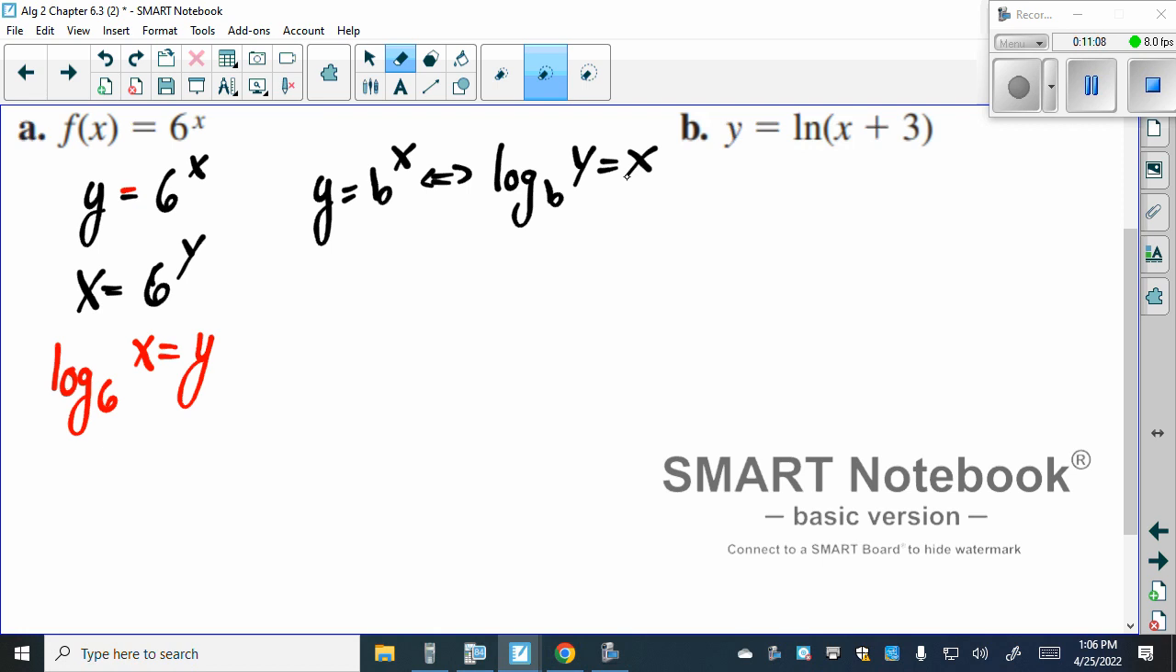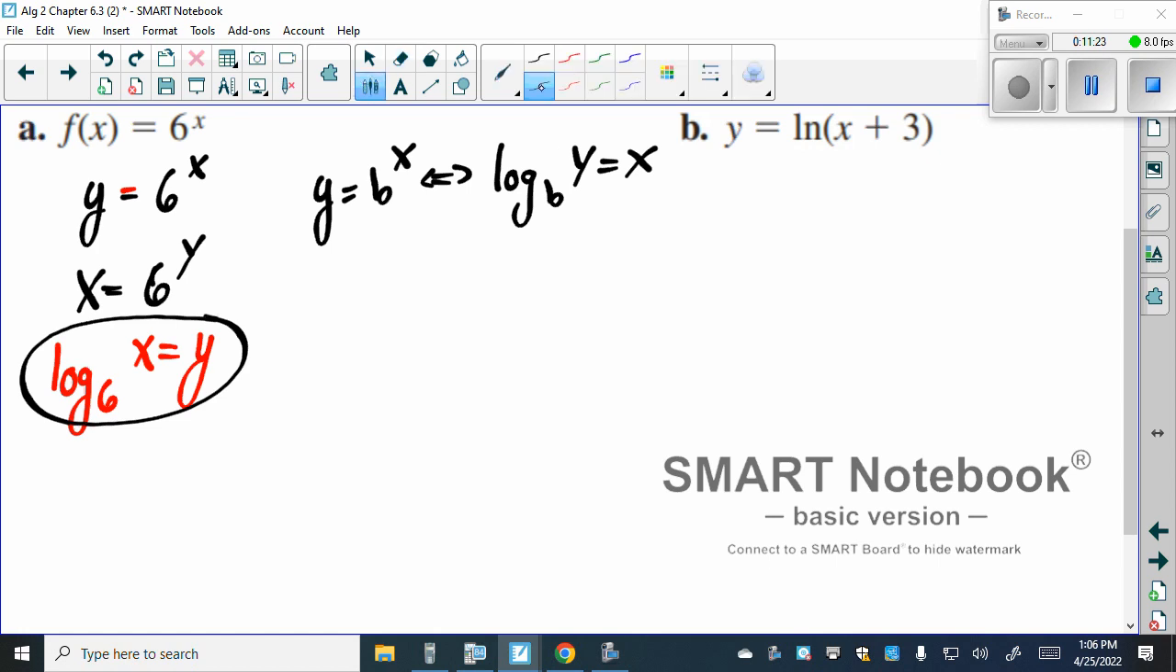But that right there is the final answer. That's all we have to do for these here. Any questions on this first one here, how we found the inverse?